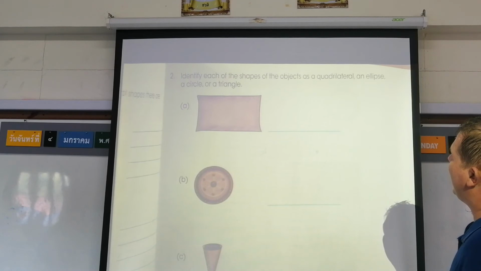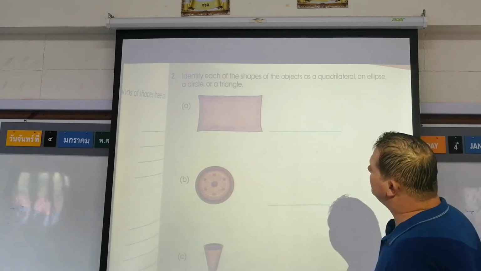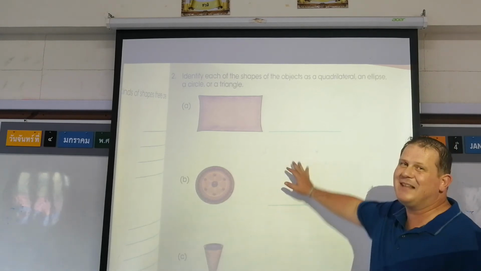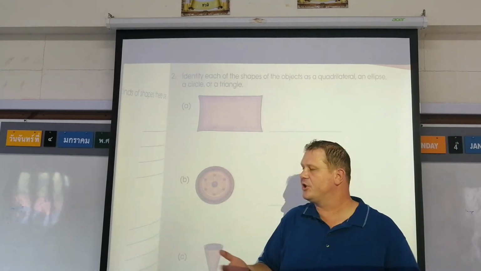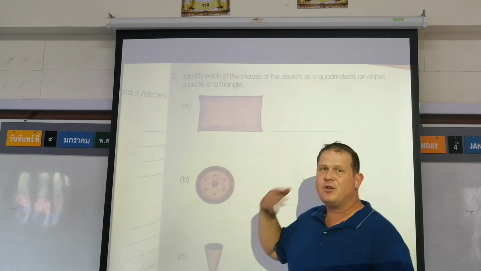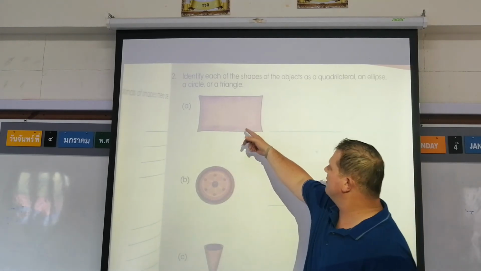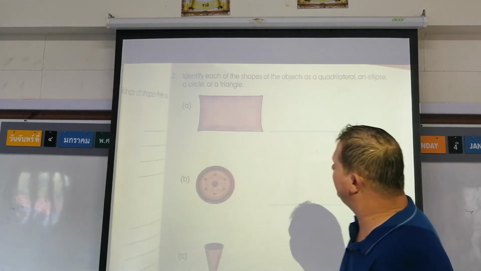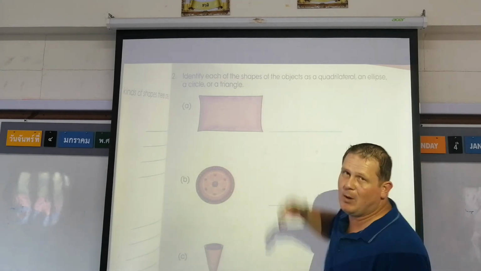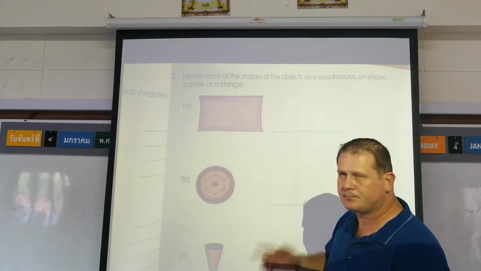Identify each of the shapes of the object as a quadrilateral, an ellipse, a circle, or a triangle. So what they've done here now, take normal shapes, right? Normal everyday things, and you have to identify what shape it is. Like this looks like a rug or a carpet or something. Right, it's in the shape of what? What shape is it? What do you guys think?